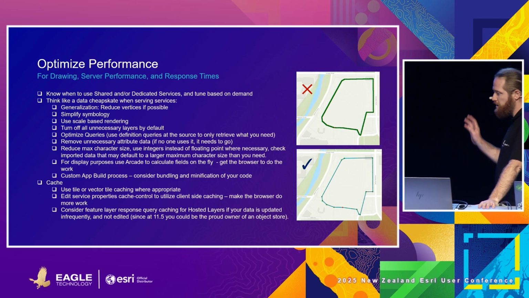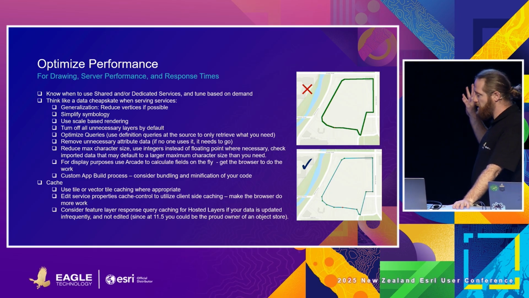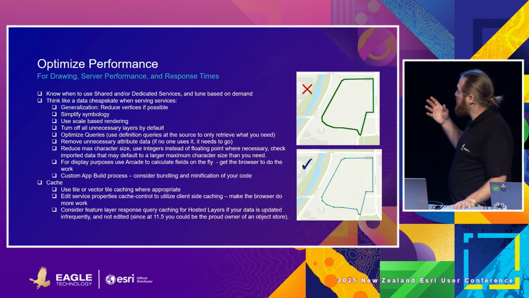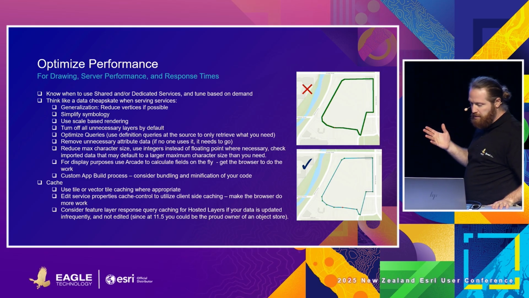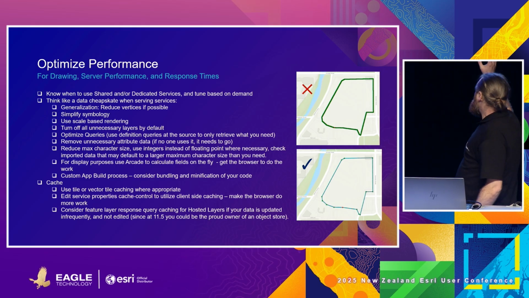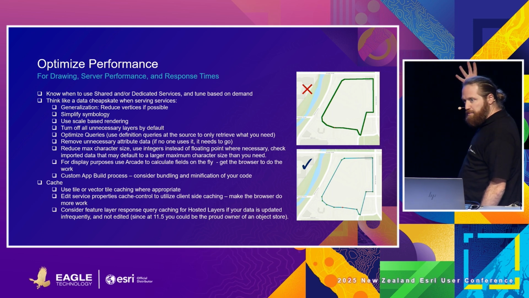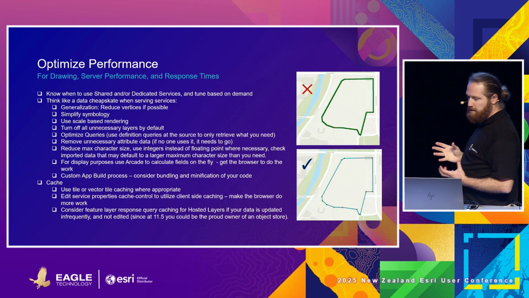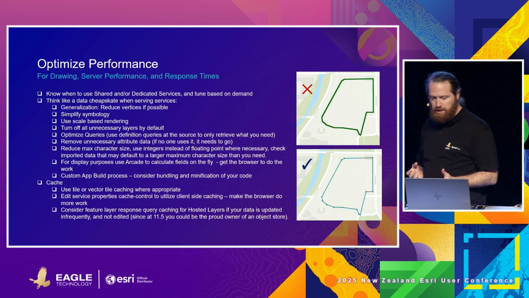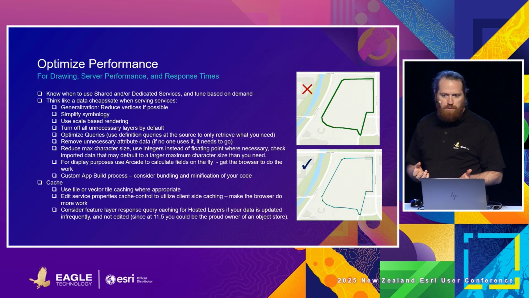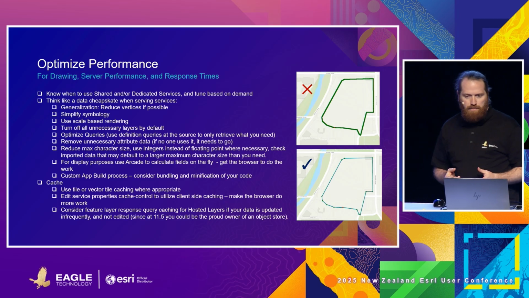So there's a lot of best practices around content and making sure that it draws properly. You don't want too many vertices in your polygons. I mean, that's one that everyone's probably familiar with to some extent. So generalizing your polygons, doing whatever you can to reduce the amount of data in a service, turning off layers that aren't needed, using scale-dependent rendering, finding ways to cache your data.